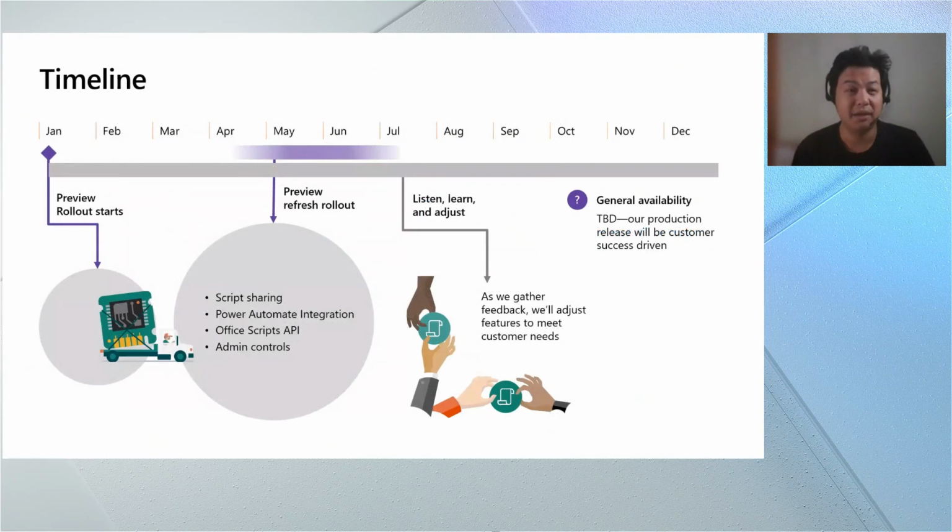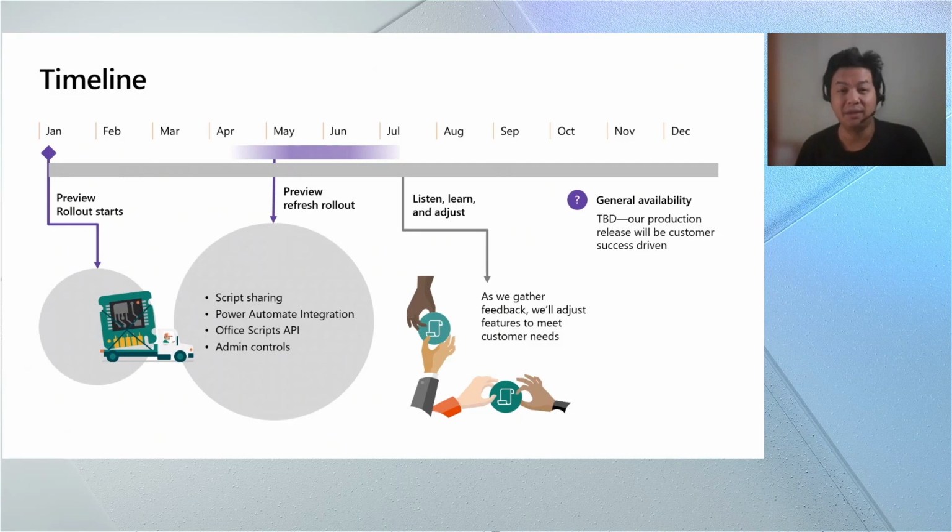So just to talk a little bit about our timeline, we're currently in May, and we've just started the preview refresh rollout. The first feature that we'll be rolling out is script sharing, and that's starting to reach some tenants this week, and it will continue to roll out over the next few weeks. The remaining features will be rolling out over the next weeks and a couple of months.